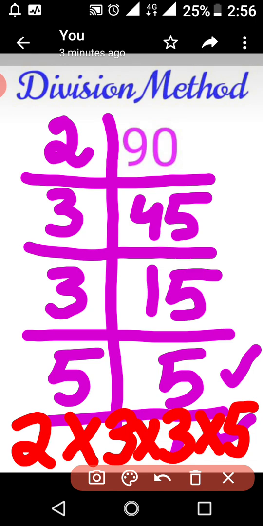Okay, this is the way to solve this third question. If you feel tree method easy, then follow it. Otherwise, if you feel division method is easy, then follow division method.